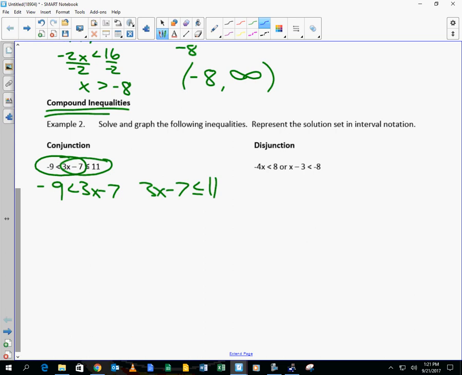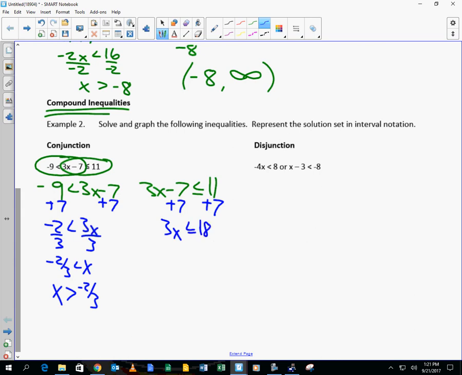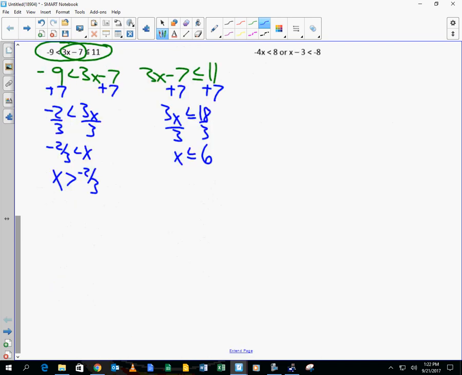Okay. So I add the 7. Negative 2 is less than 3x. A lot of people like to write the x so it's on the other side. So x is greater than negative 2/3. X is less than or equal to 6. So as it's written like that, it's a conjunction, which means that your answer will be an intersection. As we look at this graph, we'd have a negative 2/3 and a positive 6. And you see that it's greater than the negative 2/3. It's less than or equal to 6. So my interval notation is negative 2/3, 6.